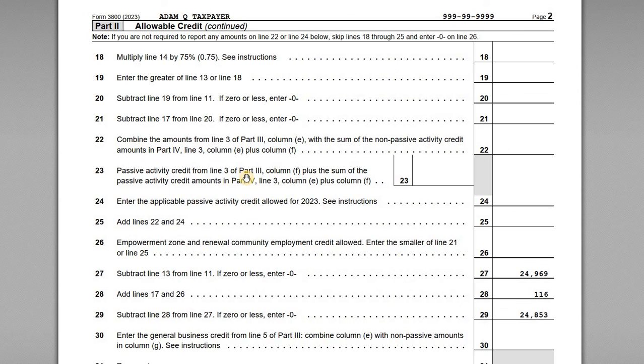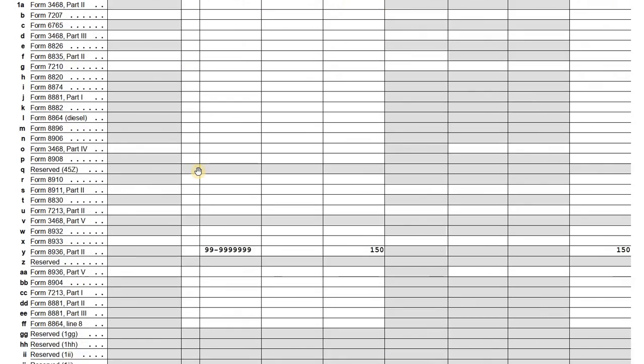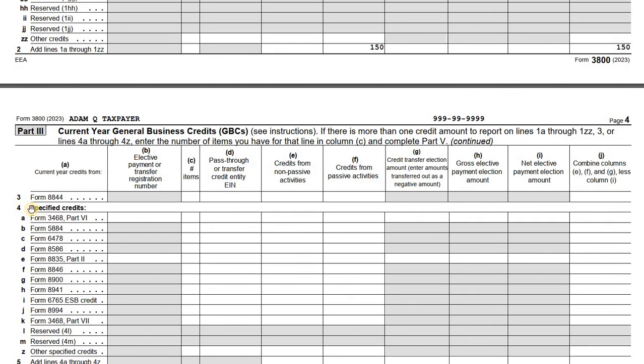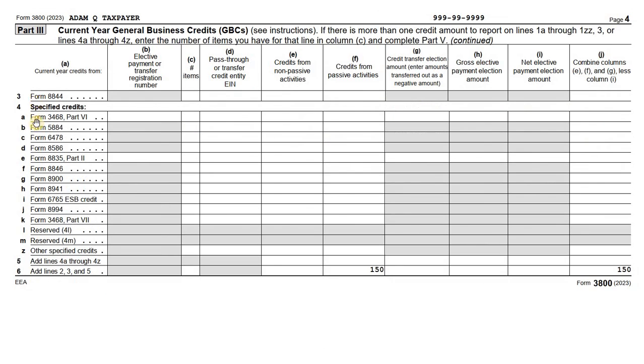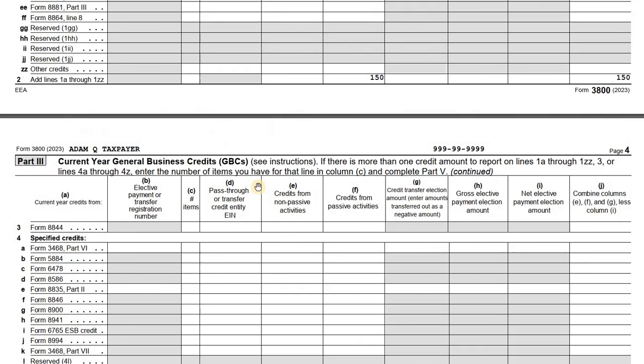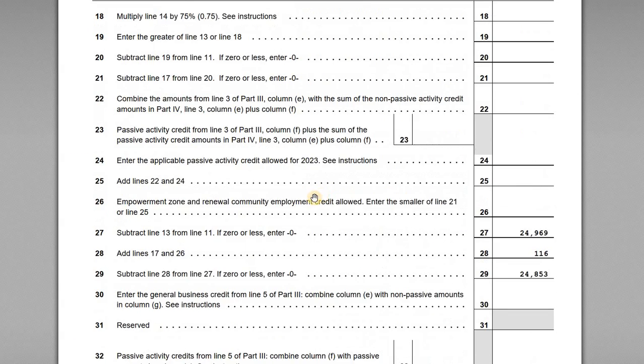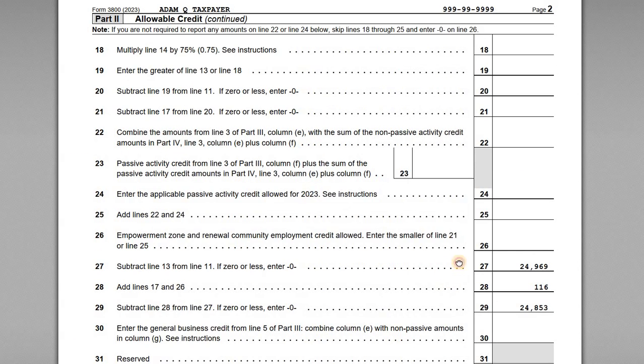So 22 through 24 have to do with the general business credits related to empowerment zone credits. For example, you notice here they're asking, give us the amounts from line 3 of Part 3. If we look at the Part 3 form here, line 3 has to do with Form 8844, so that's an empowerment zone employment credit. We don't have anything there, right? So we don't have anything from line 3. We don't have any line 5 amounts, so no specified credits, no empowerment zone credits. So that's why most of this Part 2 is blank for us. It's keeping it pretty simple.